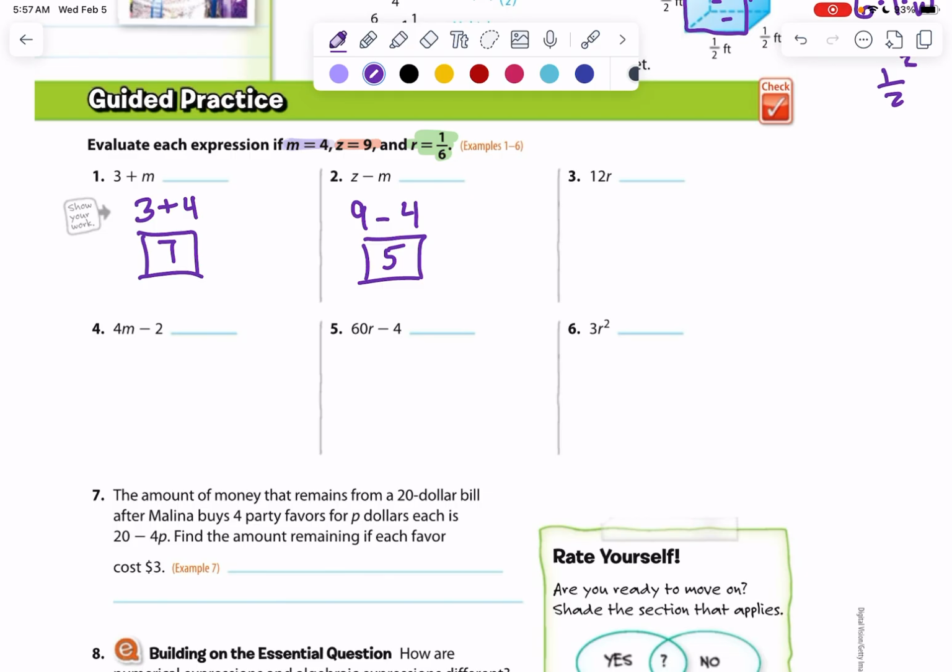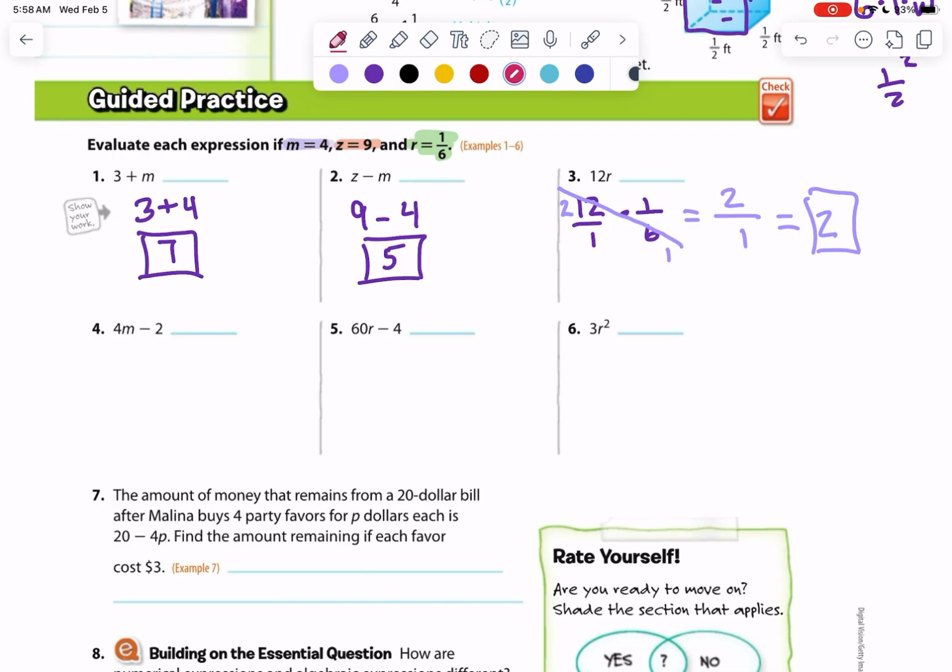Ooh, 12R. That means 12 times whatever R is. R is 1/6. 12 times 1/6. Put my whole number over 1. Ooh, I can cross cancel here. 12 and 6 are both divisible by 6. 6 divided by 6 is 1. 12 divided by 6 is 2. Multiply straight across. 2 times 1 is 2. 1 times 1 is 1. 2 divided by 1 is 2. There's my final answer. All right.